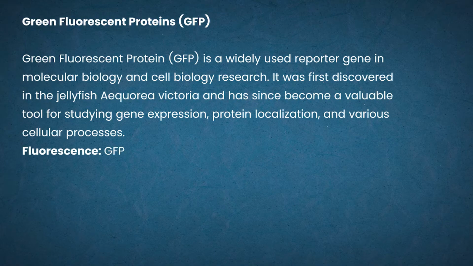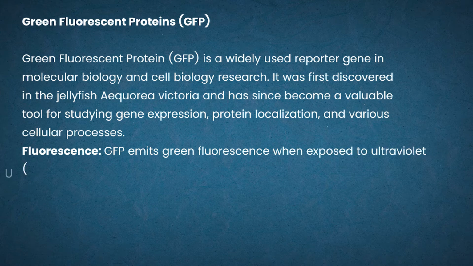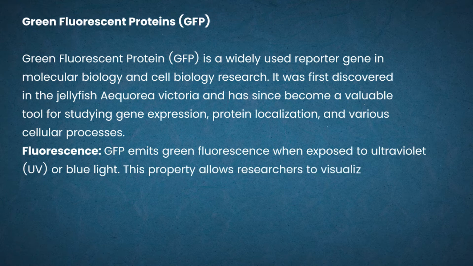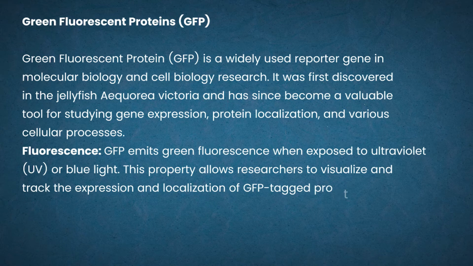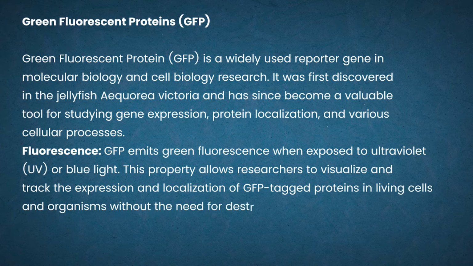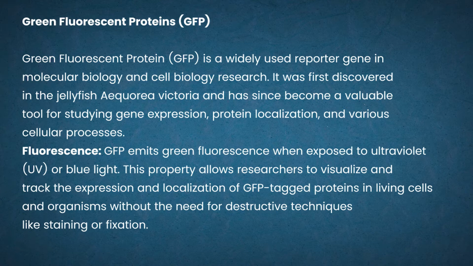It basically produces fluorescence. GFP or green fluorescent protein emits green fluorescence when exposed to ultraviolet rays or blue light. This property allows researchers to visualize and track the expression and localization of GFP tagged protein in living cells and organisms without the need for destructive techniques like staining or fixation. So, if the GFP protein or the reporter gene is expressing, it will glow or exhibit fluorescence in the presence of UV light or blue light.